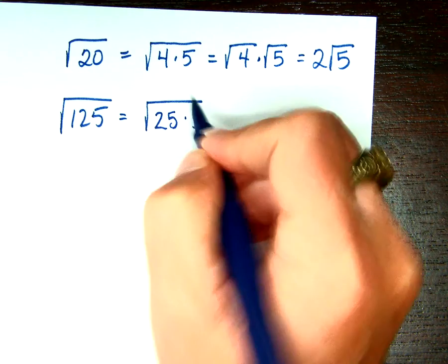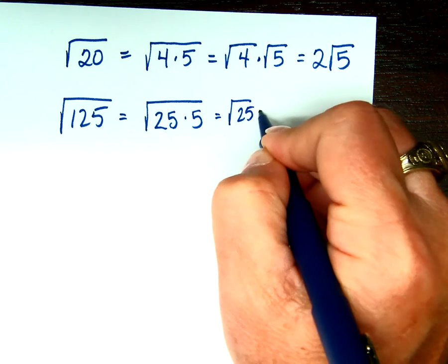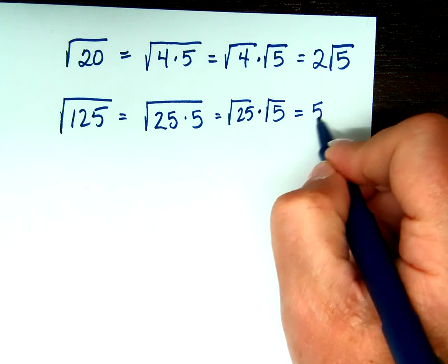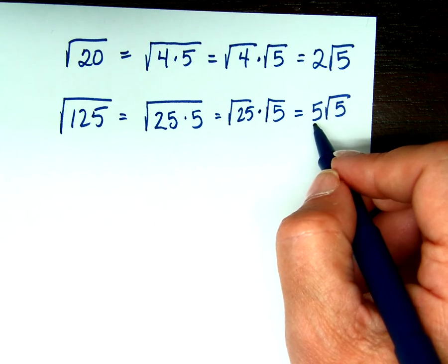5 and 25, right? Which is the same as the square root of 25 times the square root of 5, which is the same as 5 root 5, because I know the square root of 25, so I can take it.